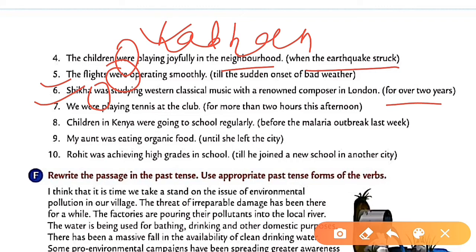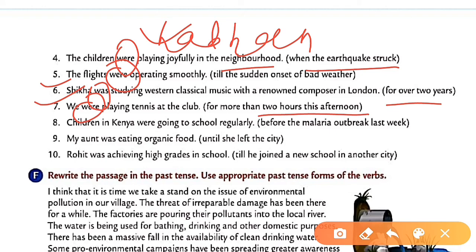Number seven, we. In the place of "we", you have to use "had been". We had been playing tennis at the club for more than 2 hours this afternoon.